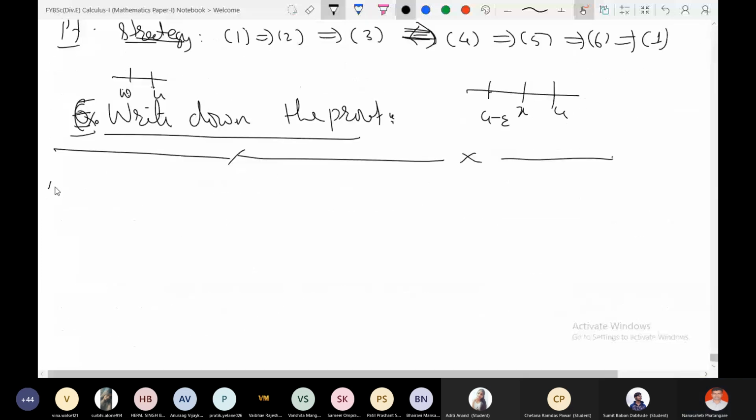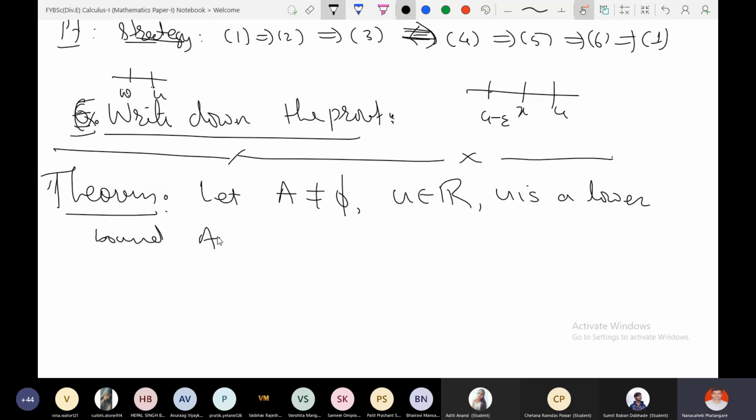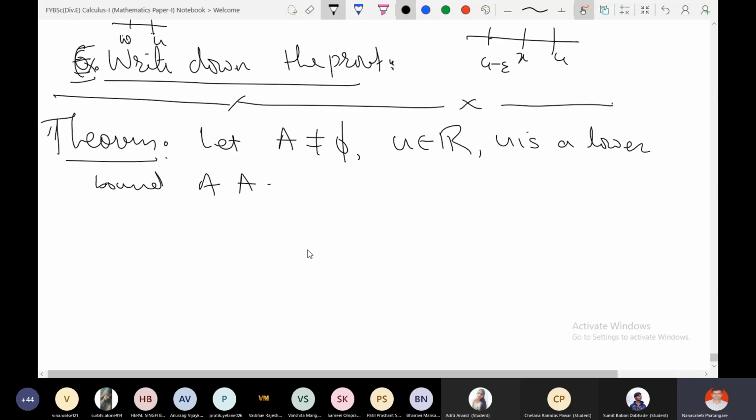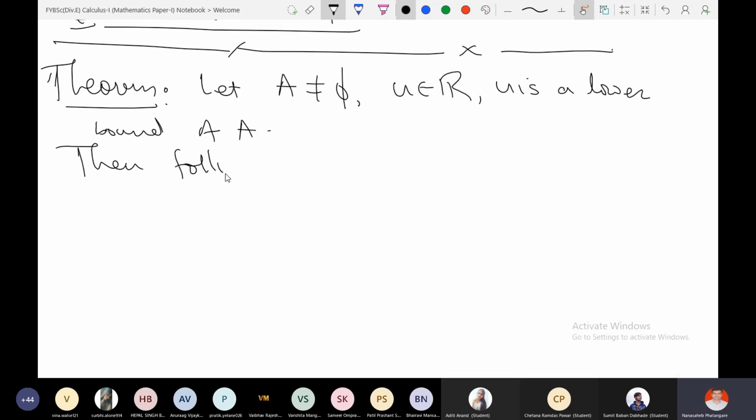Now another theorem about infimum. Let A be a non-empty subset of R, and U is a lower bound of A. U is some lower bound of A, but when it is the infimum, then the following are equivalent.